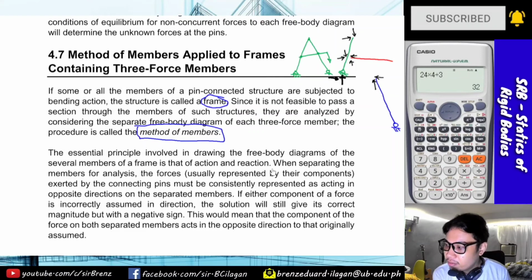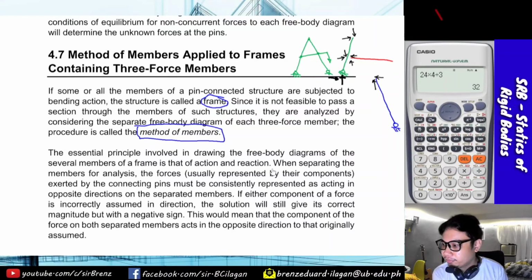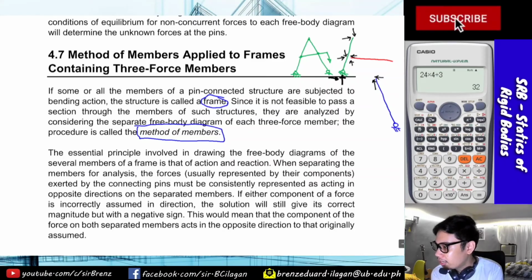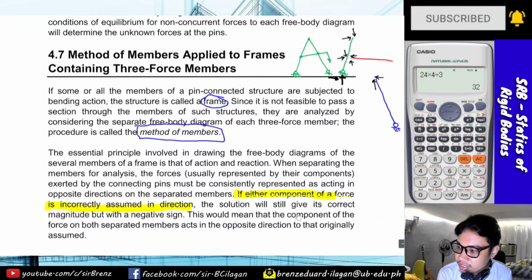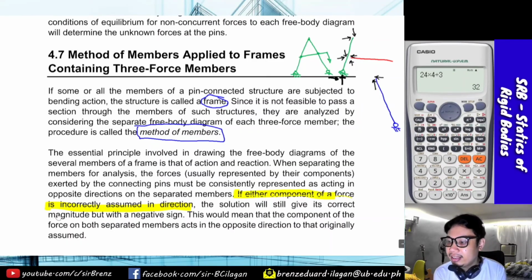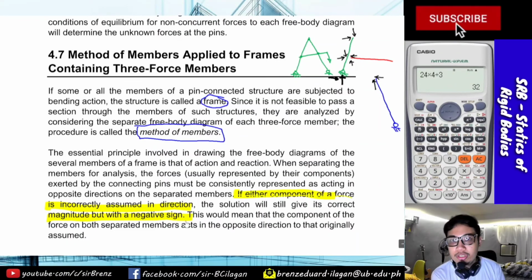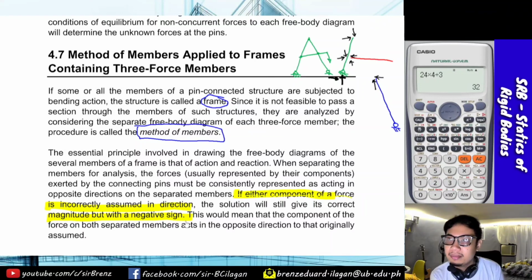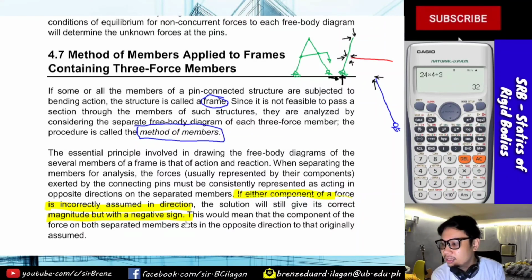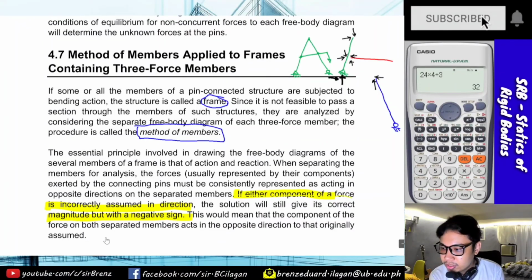So, if either component of a force is incorrectly assumed in direction, the solution will still give its correct magnitude but with a negative sign. It is just like in the truss. The value is correct, it is just that the direction you assumed was wrong. So the principle is the same: you correct it, then change the direction. This would mean that the component of the force on both separated members acts in the opposite direction to that originally assumed.